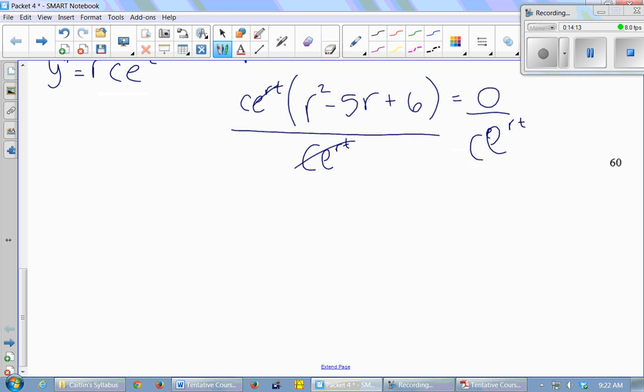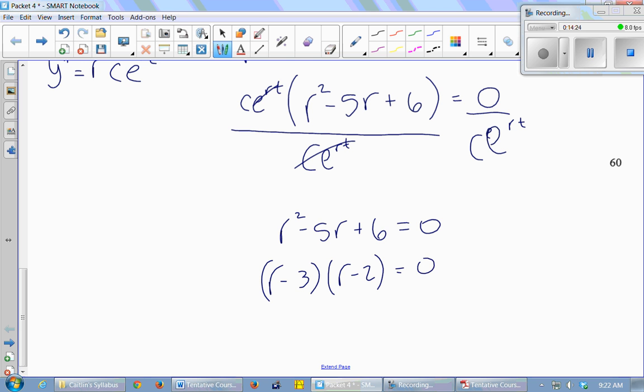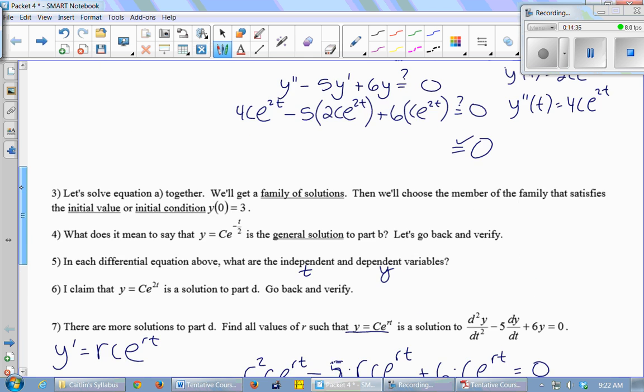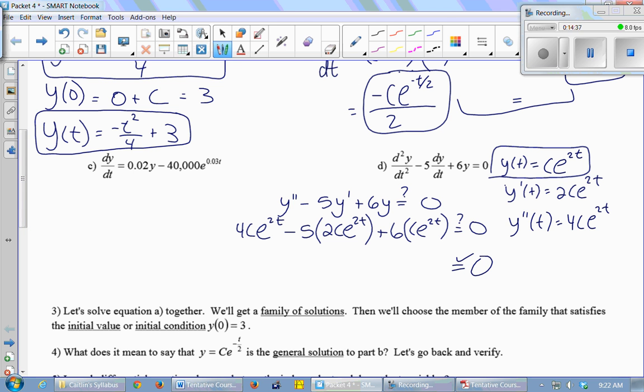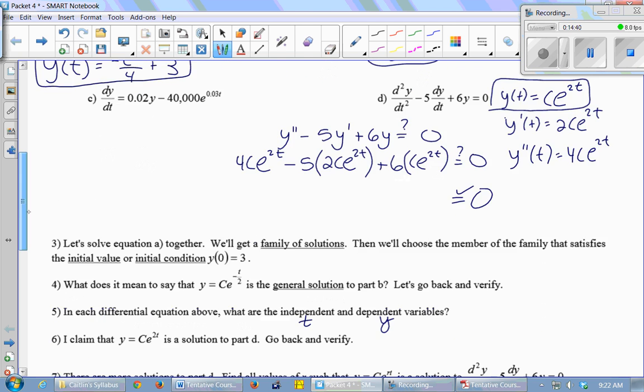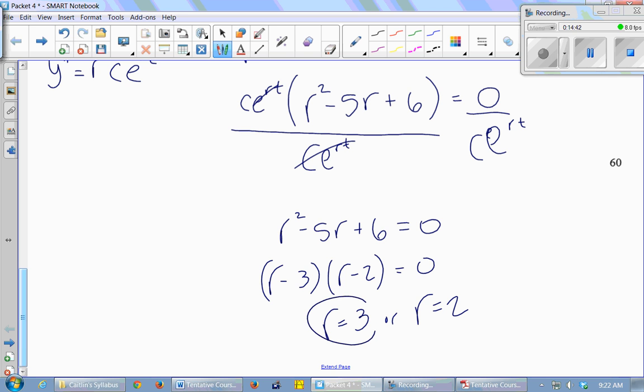So all I have left is r squared minus 5r plus 6 equals 0, and that just factors to r minus 3 times r minus 2, and you get r equals 3 or r equals 2. R equals 2 is the one we used before, right? That was the solution we used up here, c e to the 2t. So we knew 2 was a solution. But it turns out that when r equals 3, you also have a solution. So y equals c e to the 3t also satisfies the differential equation.